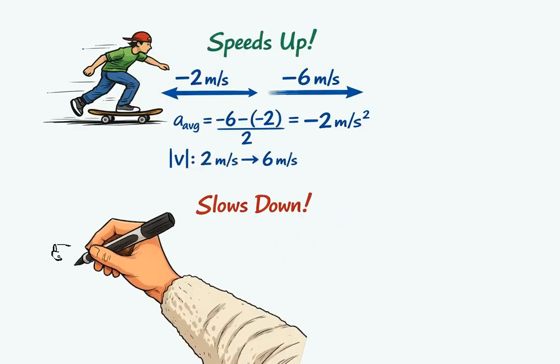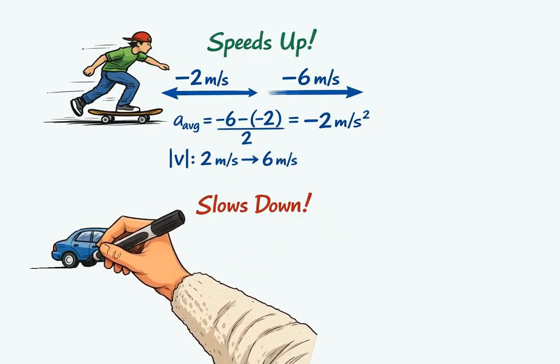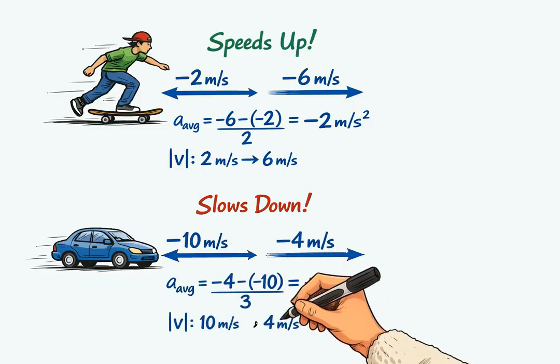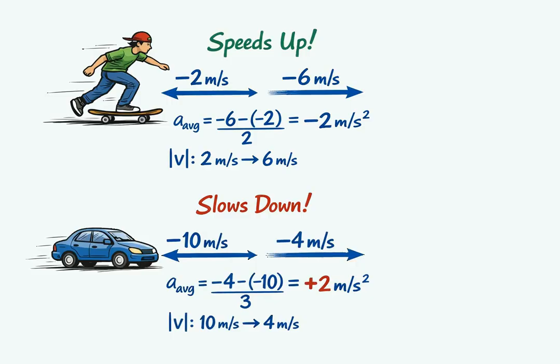If a skateboarder is rolling left, then v is negative. If they push to gain speed to the left, velocity might change from negative 2 meters per second to negative 6 meters per second in 2 seconds, giving a_avg equals negative 6 minus negative 2 over 2 equals negative 2 meters per second squared. Acceleration is negative, yet the skateboarder speeds up because speed, the absolute value of v, increased from 2 to 6 m/s.